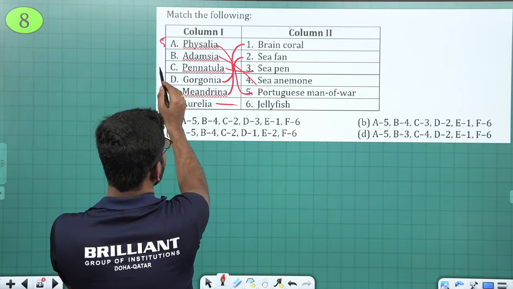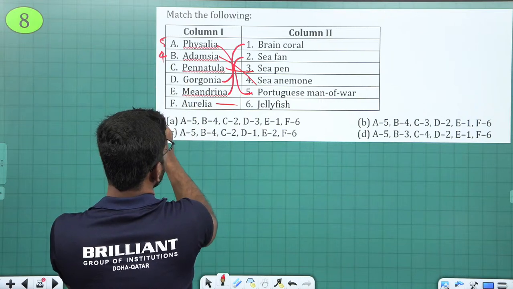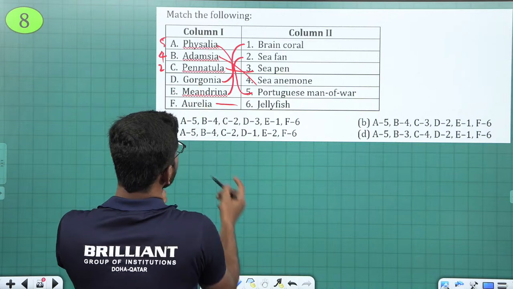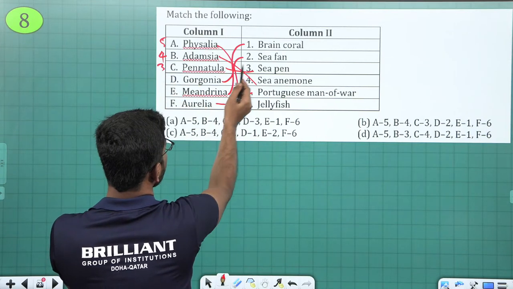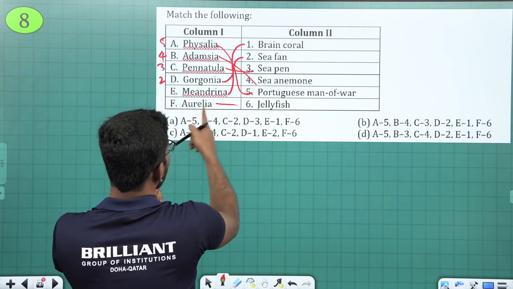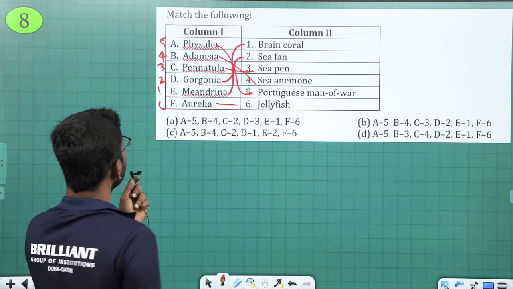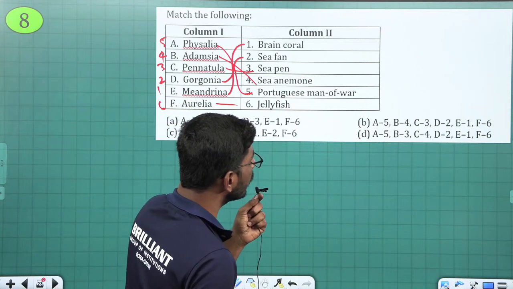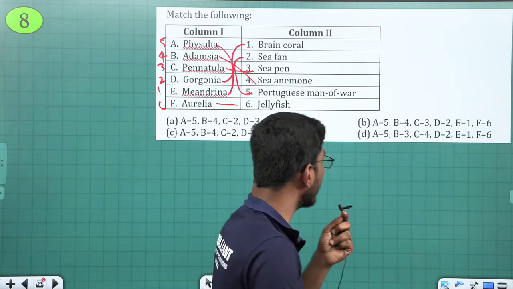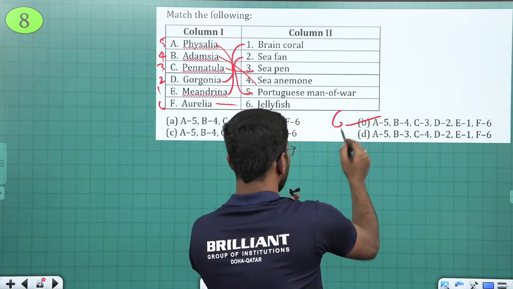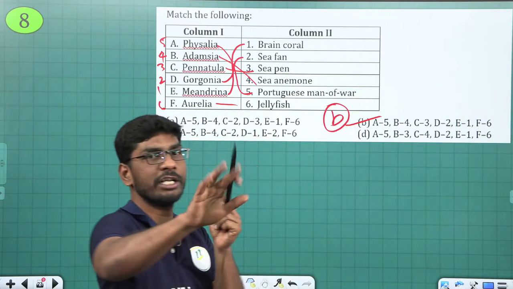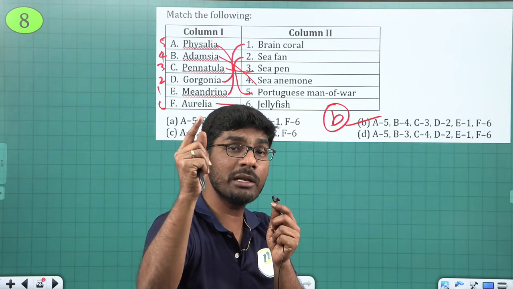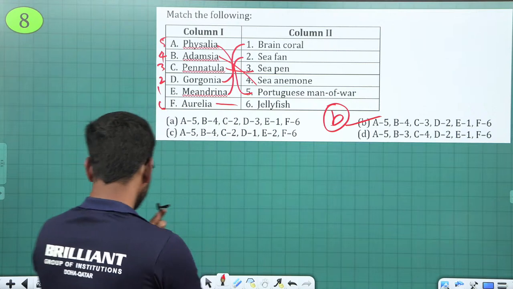Physalia, 5. Adamsia, sea anemone, 4. Pennatula, sea pen, 3. Gorgonia, sea fan, 2. Meandrina, brain coral, 1. And Aurelia, 6. So 5, 4, 3, 2, 1, 6. Option B is the right answer. All are Coelenterates. Tissue level of organization, metagenesis is a unique characteristic feature, diploblastic, and also what, tell me? Radial symmetry. Remember, radial symmetry.